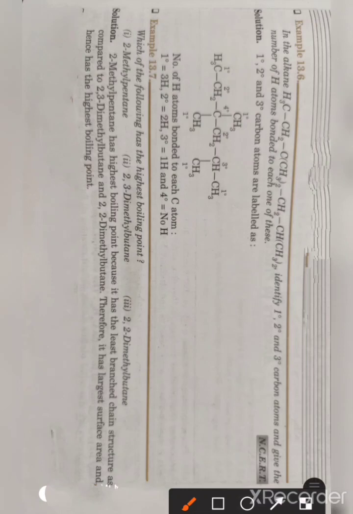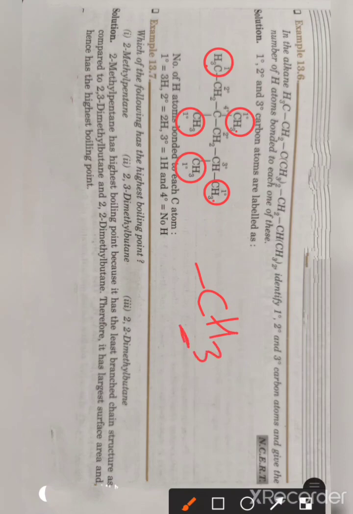So here when we check the 1 degree carbon, which one is the 1 degree carbon here? This is 1 degree carbon, this one is 1 degree, this. So better I will mark all the 1 degree carbons. When you find it out here, all these 1 degree carbons have 3 hydrogens, that is CH3. So 1 degree carbon has 3 hydrogens.